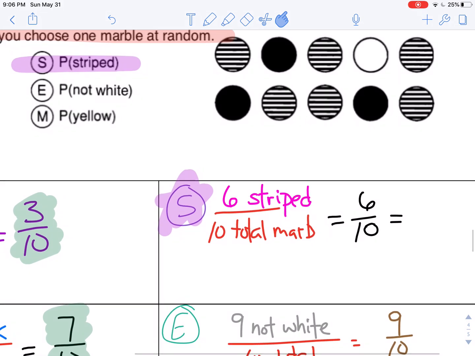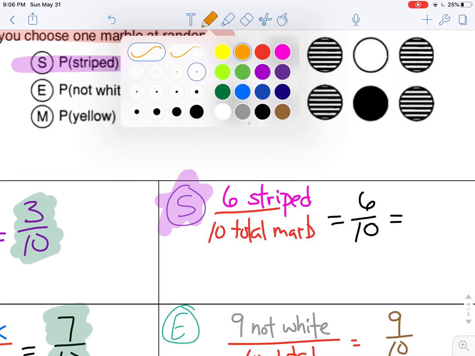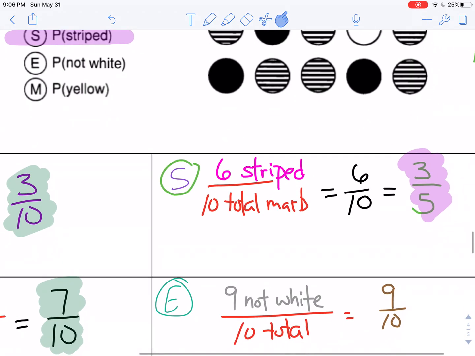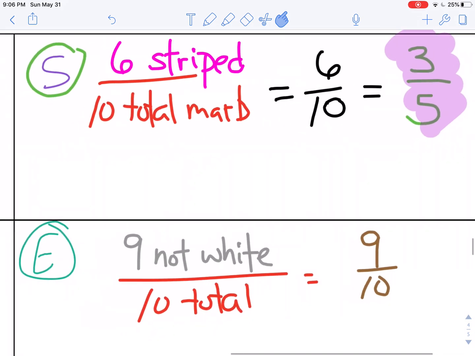All right, we did problem S, except we didn't simplify that one. 6 striped out of 10 total marbles is 6/10, which is the same as 3/5. So there's your correct answer for that problem. Problem E said not white. Well, there's only 1 white marble, so 9 of them must not be white. So that's 9/10. That's your final answer there.